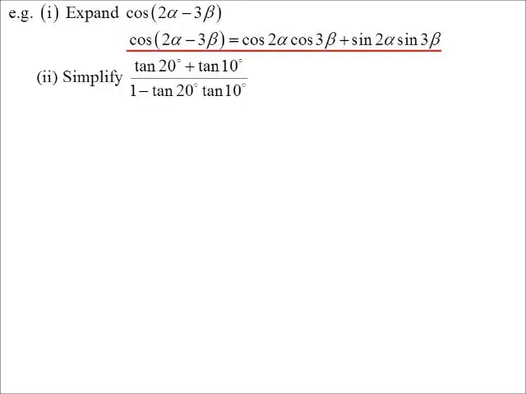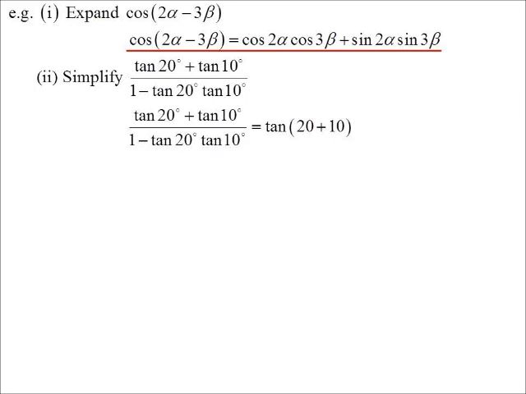Simplify this expression, and you're thinking, hang on, I don't have an exact value for tan 20. I don't have one for tan 10. But if you look at it, look at the pattern. Oh, hang on, tan plus tan on 1 minus tan tan. That's just tan of 20 plus 10, which is tan 30. And we do know that one. That's 1 on root 3.